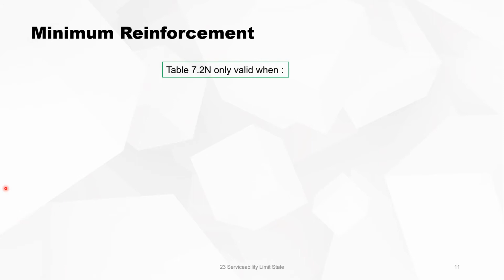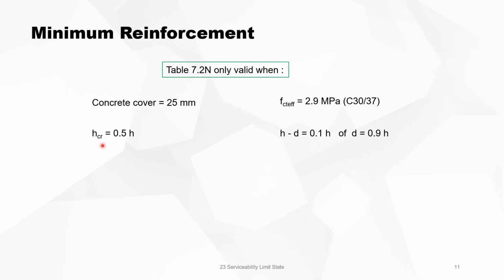Now, this table is only valid when the concrete cover is 25 millimeters. We know already that in most cases the concrete cover is more than 25 millimeters. This table is only valid if the effective or the mean tensile stress in the concrete is 2.9. That means that it's only valid for a concrete grade C30/37. It's only valid for bending. For pure bending, the kc must be equal to 0.98.